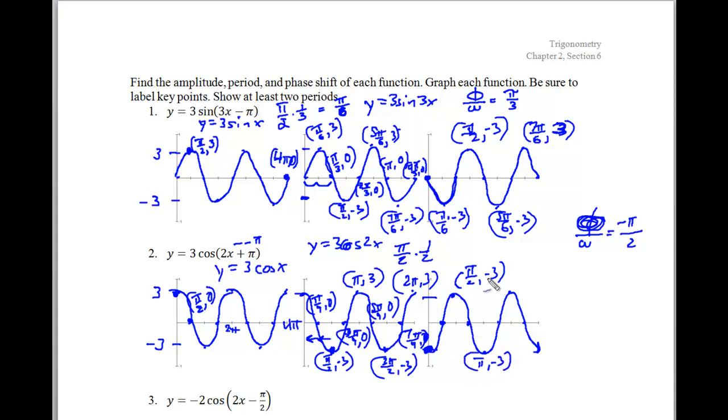Whoa, whoa, whoa. What did I do here? This should be a +3. Sorry about that. And then way up here, this is going to be 3 pi over 2, 3. And then down here at the bottom at that spot, this is going to be 2 pi, -3.